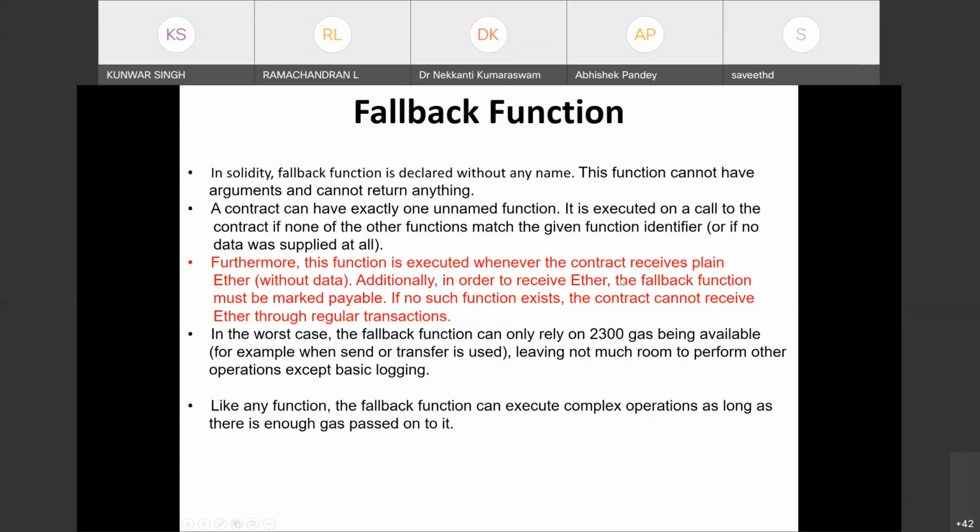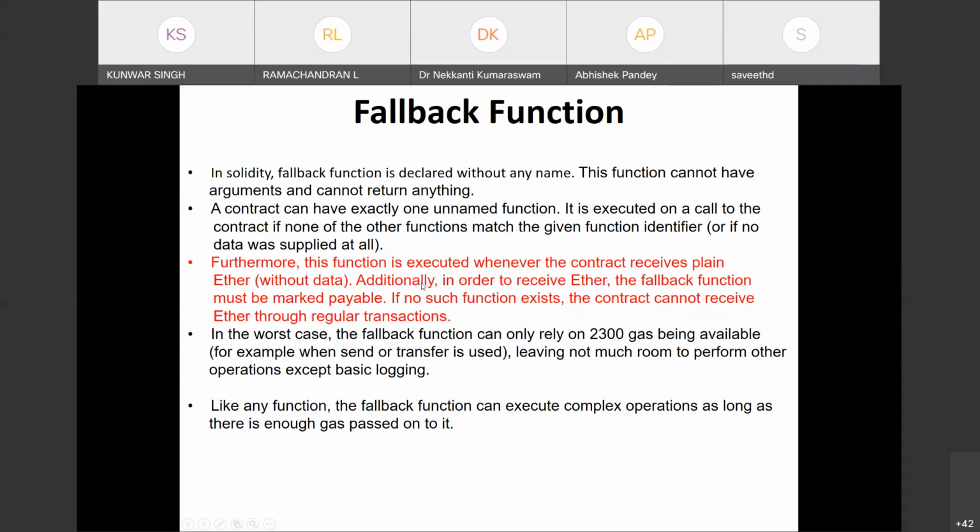Suppose in the contract we have three functions A, B, C. Now I want to call this contract, and I call the contract with function name D, and D is not there in this contract. So in that case, this fallback function will be executed. Okay, that's it. So why have they kept this one?